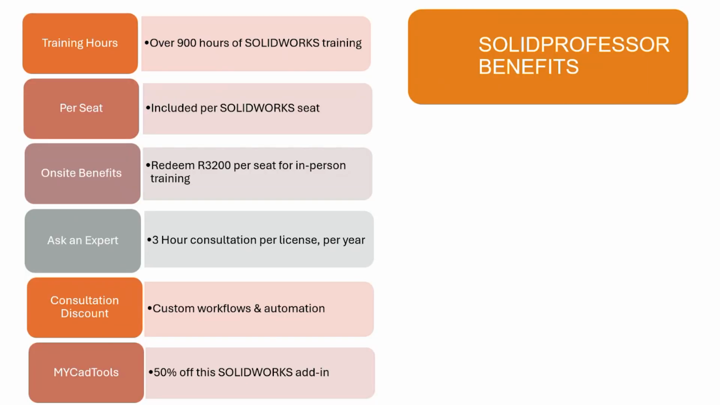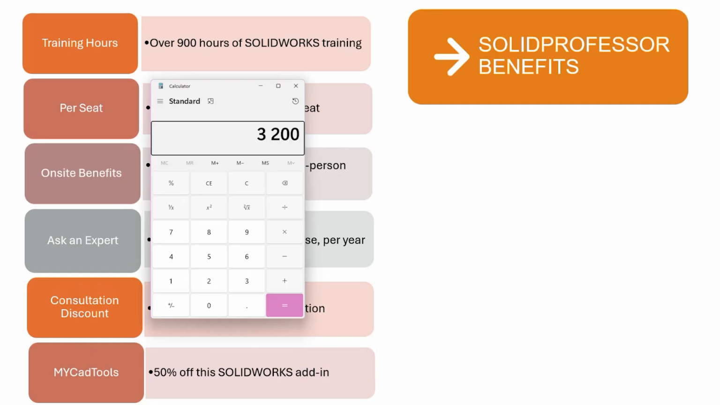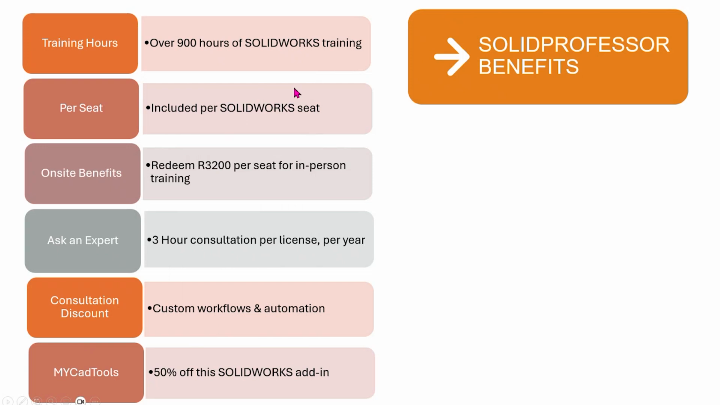Right, and then the SolidProfessor benefit: there's over 900 hours of training included per seat of SolidWorks. So if your company has 3 SolidWorks licenses, you will have 3 SolidProfessor seats. Then on-site benefits: you can redeem 3,200 Rand per seat for in-person training. Once again, if you have 3 seats, you will have 3,200, let's work it out. There we go, 9,600 Rand that you can spend for our people to do in-person training. So if you want to send the guys to our on-site training, you will have that basically as a discount.